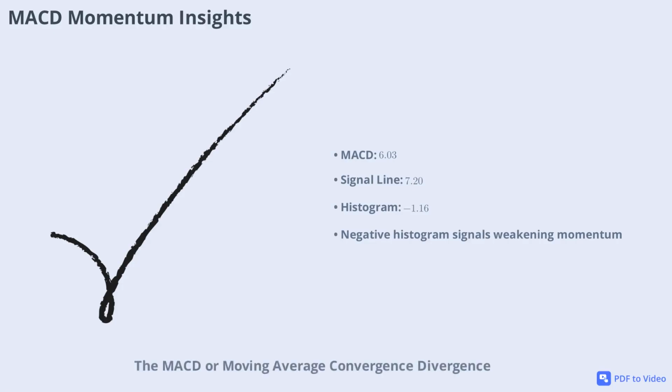The MACD, or Moving Average Convergence Divergence, is a momentum indicator that helps traders spot changes in trend strength and direction. For MU, the MACD value is 6.03, with a signal line at 7.2 and a histogram at -1.16. The negative histogram suggests that bullish momentum is weakening, and the MACD line crossing below the signal line could indicate a short-term bearish phase. However, the overall trend remains positive, so this may simply be a pause before the next move. Let's break down what this means for short-term traders.